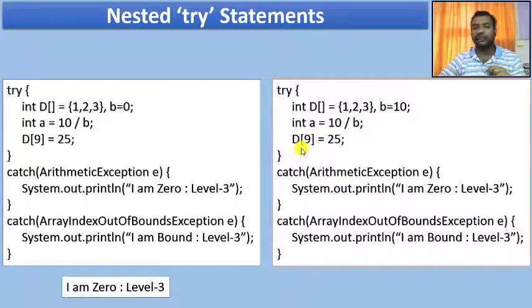But right now when b is 10, this becomes 10 by 10, hence there is no exception here. But when I enter this statement, I am accessing an array index which is not available, because the array contains only 3 elements. That means the only legal index values of d start from minimum 0 and maximum 2. Even d of 3 is an illegal operation. Anything greater than 2, anything less than 0 becomes an illegal operation with respect to the array index. Hence, at this point it is an exception, an array index out of bound exception. And now this is going to match.